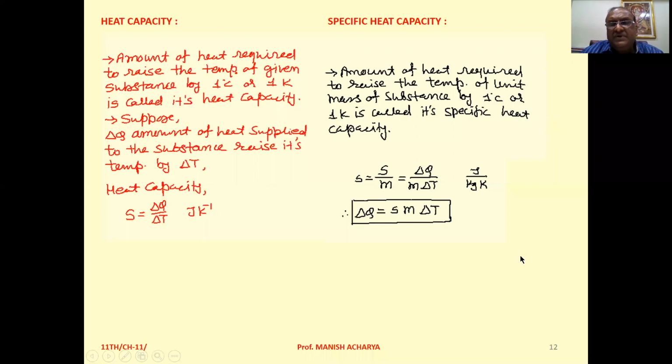Now see, experimentally we can observe these things. Suppose we have two different substances and we want to increase the temperature of both substances from room temperature to 10 degrees Celsius. Then the amount of heat required will be different. So from this, the heat capacity is defined.